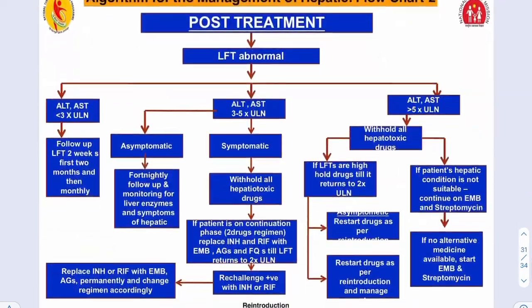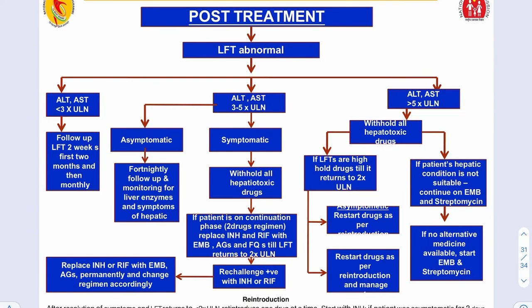Now look at the next scenario. As I said, the other scenario may be that the LFT becomes abnormal after starting the anti-tubercular regimen, anti-tubercular treatment or anti-tubercular drugs. So after starting ATT, if the LFT becomes abnormal, we need to again see the transaminases, that is ALT and AST.